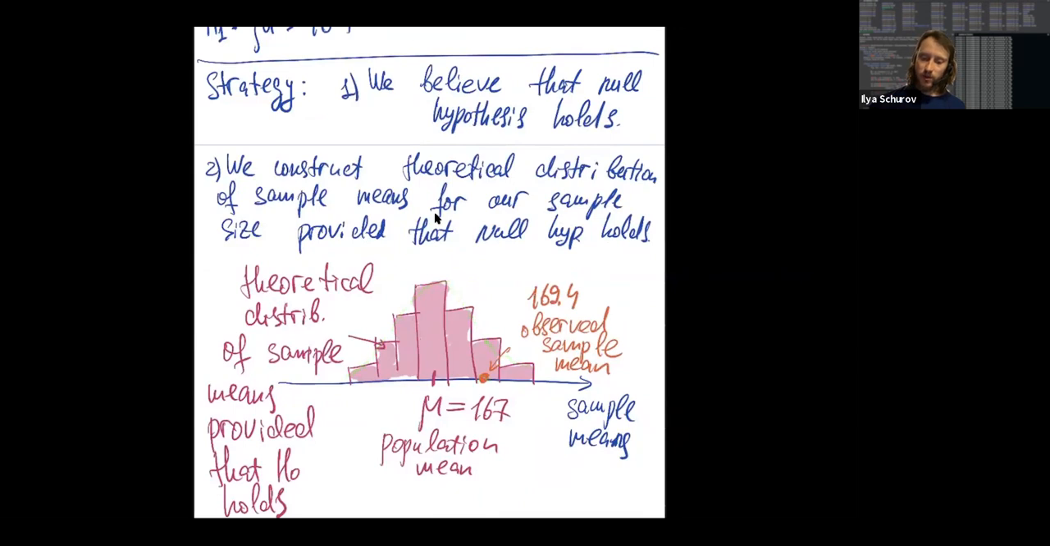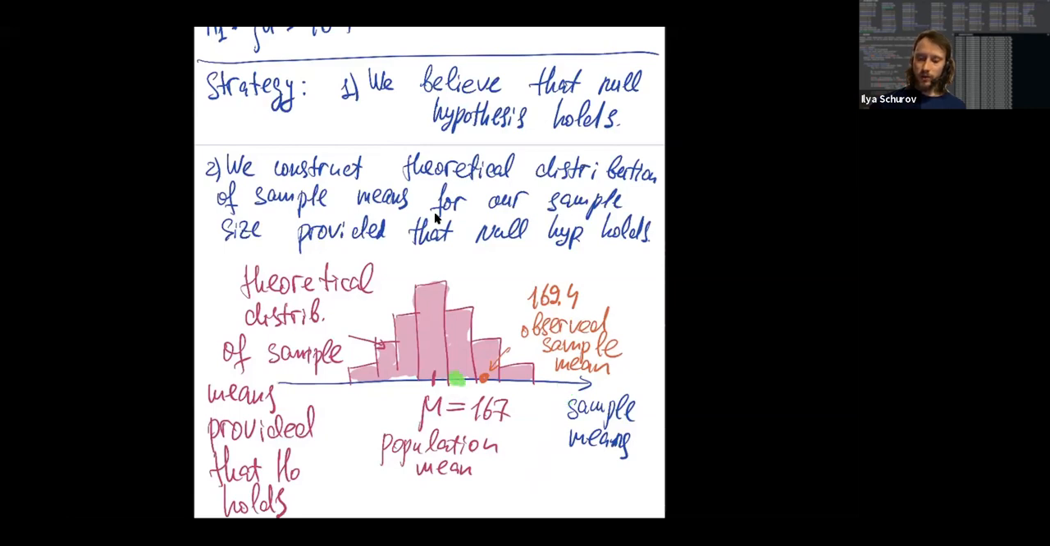Assume that our observed sample mean is somewhere here. Then we can conclude that we have data that is too contradicting to the null hypothesis. This distribution is drawn under the assumption that the null hypothesis holds. So if we have an observed value somewhere here, it is highly unlikely to obtain this value if the null hypothesis holds. The probability of obtaining this value is very, very small, and in this case we have to reject the possible explanation that the null hypothesis holds but our difference is due to chance. So we reject the null hypothesis.